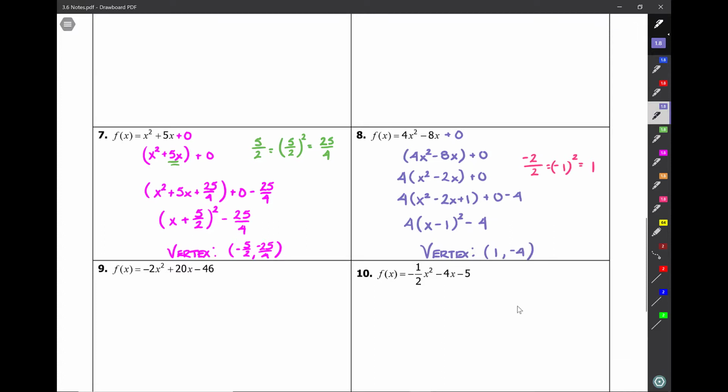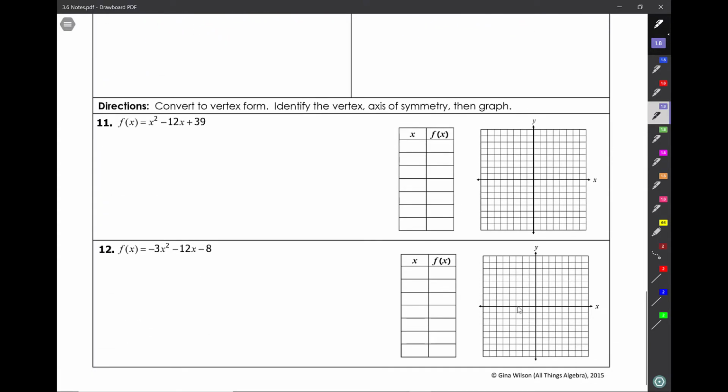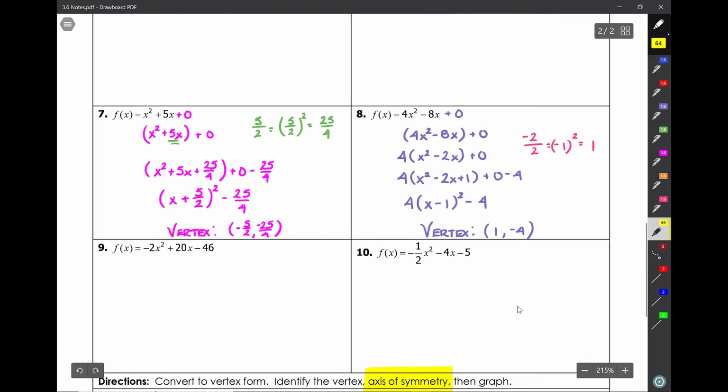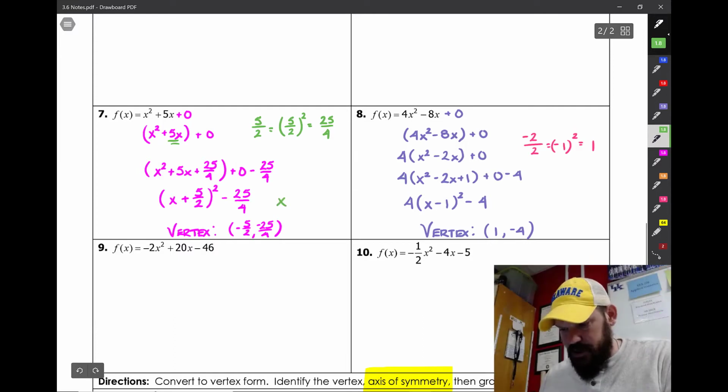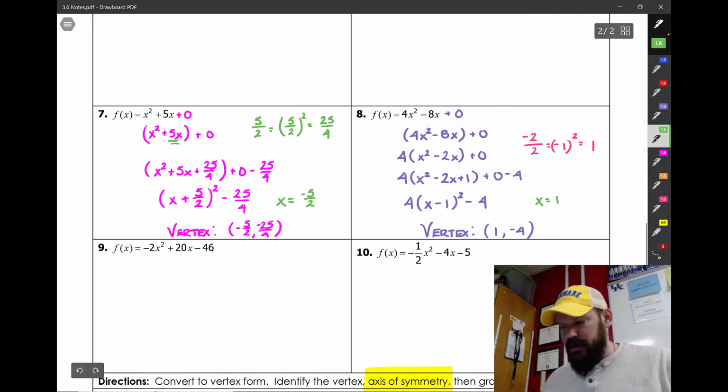So that's all you have to do on these problems. Examples 11 and 12, same steps. The only new wrinkle that we're adding in there is finding the axis of symmetry. The axis of symmetry, if you guys recall from I think it was probably the last time we were in class together, is just x equals whatever the x-coordinate of the vertex is. So in the case of example 7, the axis of symmetry can be written as x equals negative 5/2. For example 8, the axis of symmetry is x equals positive 1. So that's how you do the axis of symmetry. That's all you need to do for those.